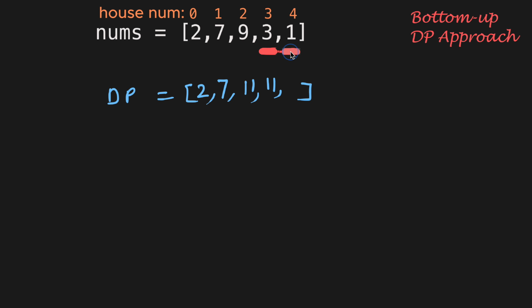Now I is equal to 4, and again we will have two choices, either to rob the current house, which gives us the loot value equal to 1, plus collect the loot from the non-adjacent houses, which is DP of 2 equal to 11, or skip the current house and take the loot up to the previous house, which is DP of 3 equal to 11. And again, maximizing the loot value for DP of 4 gives us 12, which corresponds to the maximum loot from all the houses. Hence, we will return 12 as our answer.